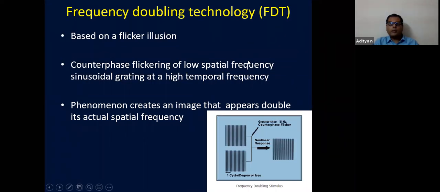So what is this frequency doubling technology? This is basically based on a flicker illusion. So there is a counterphase flickering of these low spatial frequency gratings. This grating here is white and this side is black. So they flicker, the black becomes white and the white becomes black. That is the flickering. And this flickering occurs at a high temporal frequency, about 15 hertz or so. Because of this flickering, one sees a phenomenon in which the number of gratings appears to be double the actual number. So this is the frequency doubling technology which is used. This is the frequency doubling stimulus.